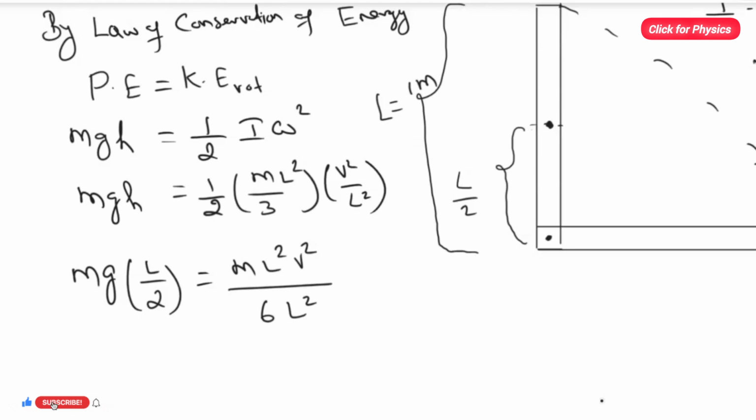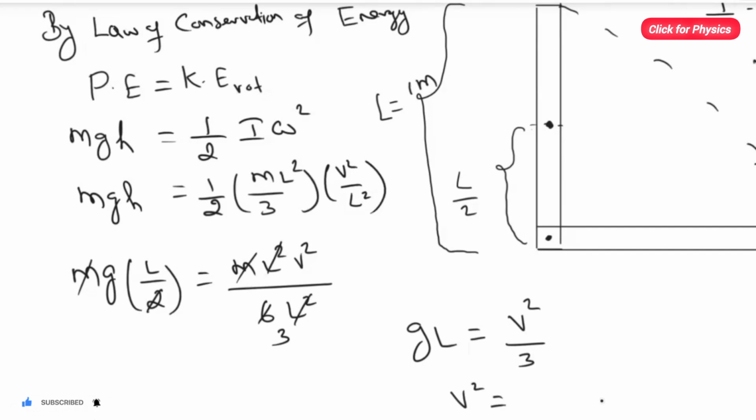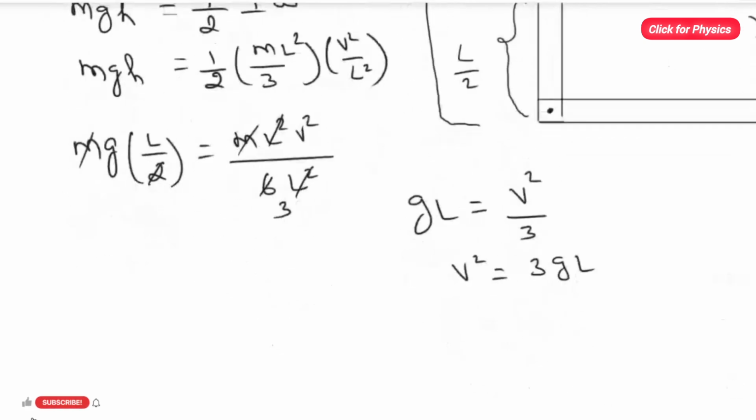Now we can cancel some terms. L square gets cancelled with this L, and the mass on both sides we can cancel, right? Also we can cancel 2, this will be 3. So what is remaining is gL, which is equal to v square over 3. Therefore v square is equal to 3g multiplied by L, correct? Now I have to take the square root on both sides. Therefore v is equal to square root of 3 multiplied by g multiplied by L.